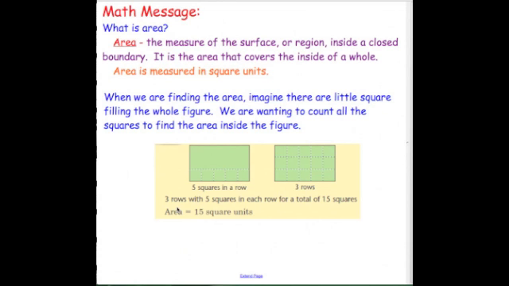If we look at this example, it's saying there are 3 rows with 5 squares in each row for a total of 15 squares. So we look and we see there's 1 square, 2, 3, 4, 5. So there's 5 squares in the row, and then there's a total of 3 rows. So there's 1 row of 5, 2, 3 rows, which would give us 15 squares.